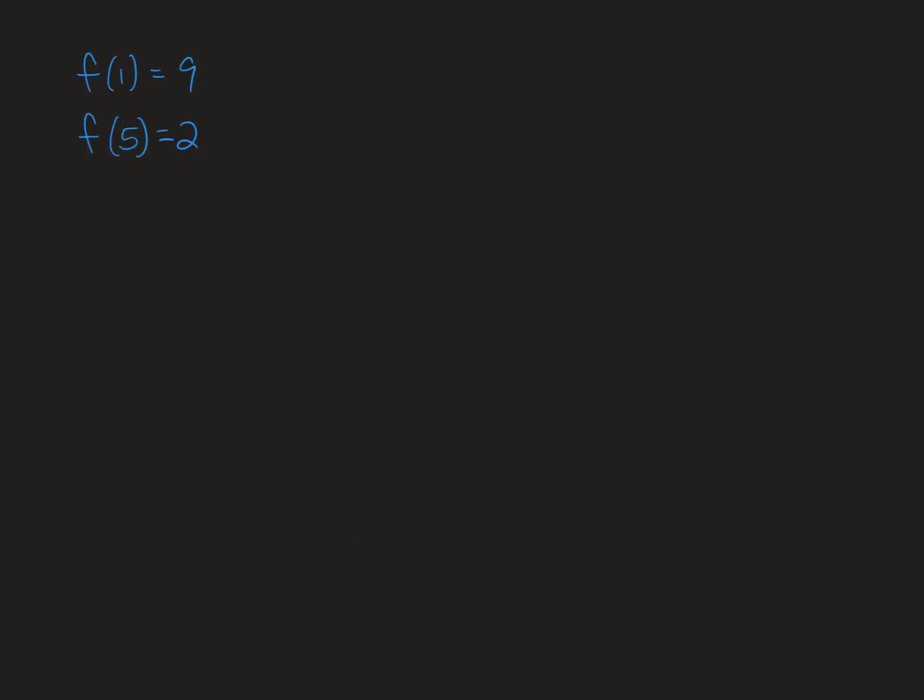From here, we just need to go ahead and set it up. We need f of b, which is 2. We need f of a, which is 9, all over b minus a. From here, then you can just do some simplification. It's negative 7 over 4, and that's it. That's what we got for the slope of the secant line from 1 to 5.